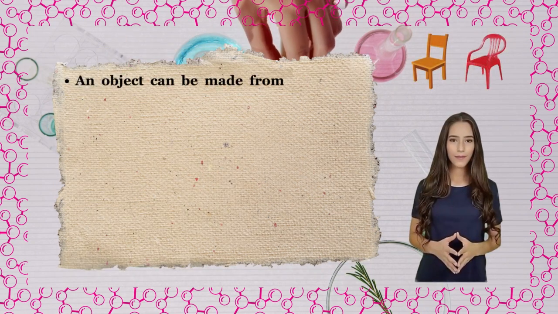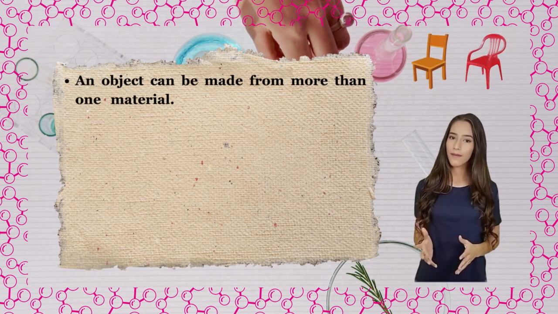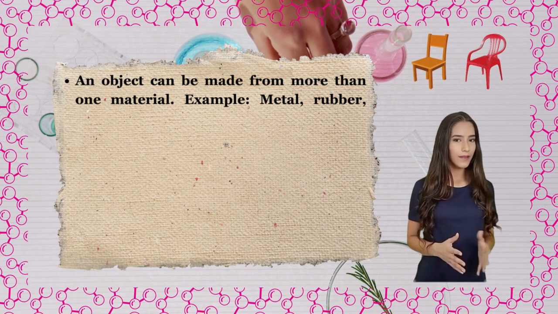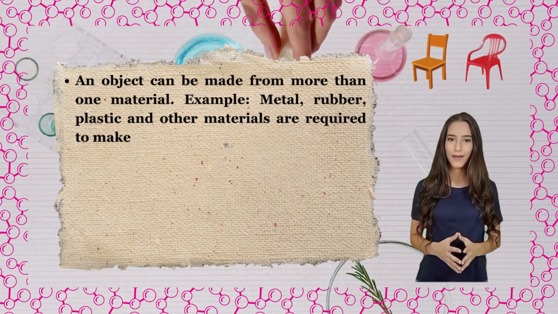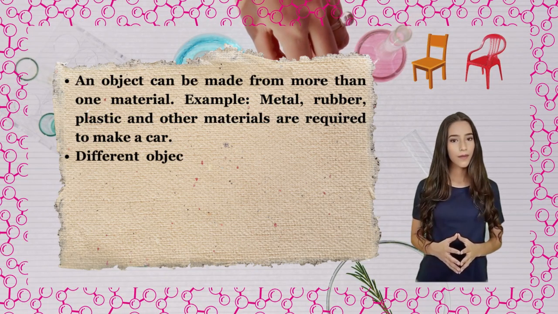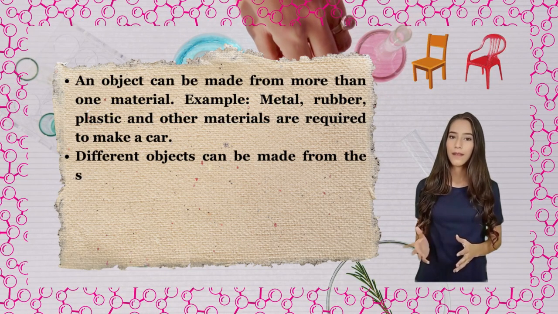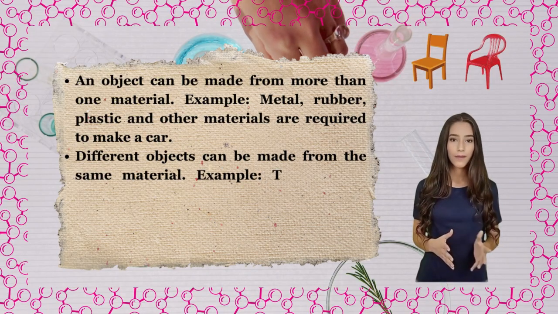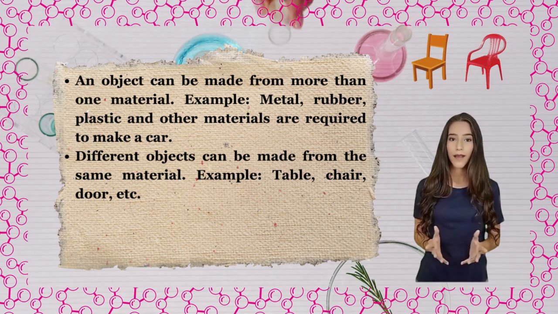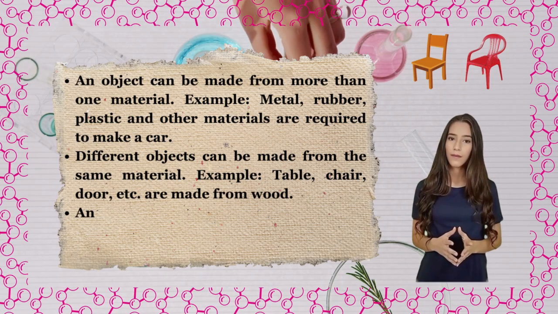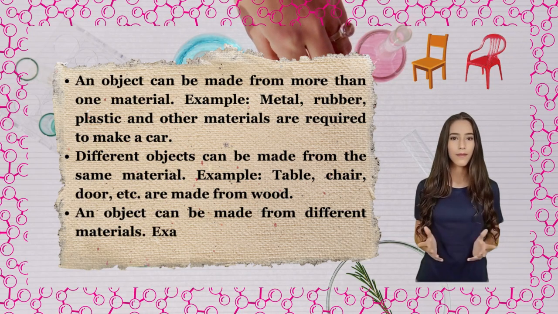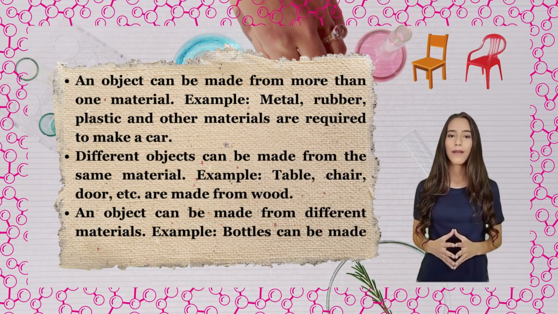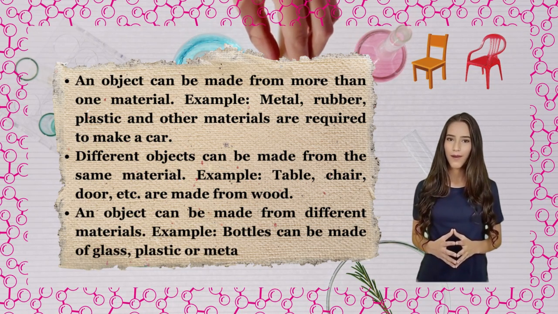An object can be made from more than one material. Example: metal, rubber, plastic, and other materials are required to make a car. Different objects can be made from the same material. Example: table, chair, door, etc. are made from wood. An object can be made from different materials. Example: bottles can be made of glass, plastic, or metals.